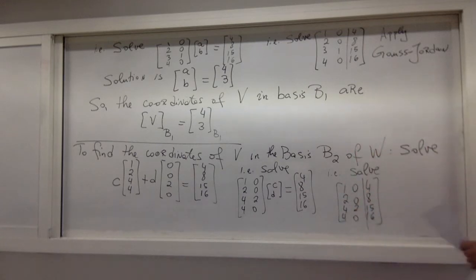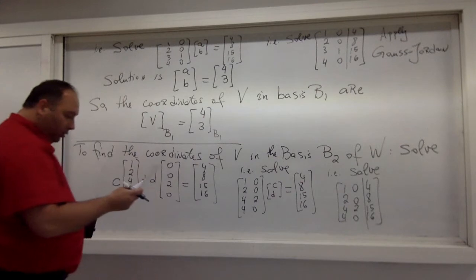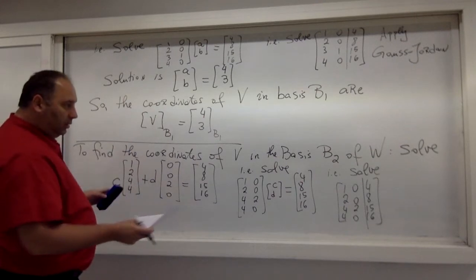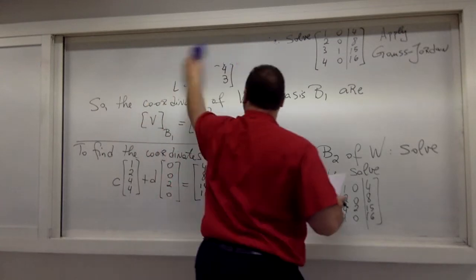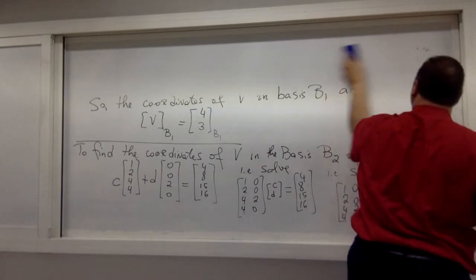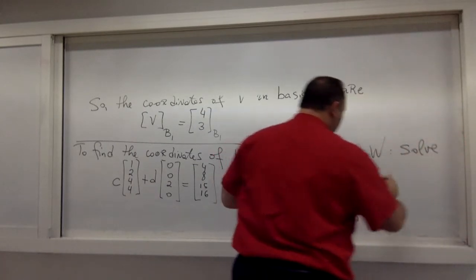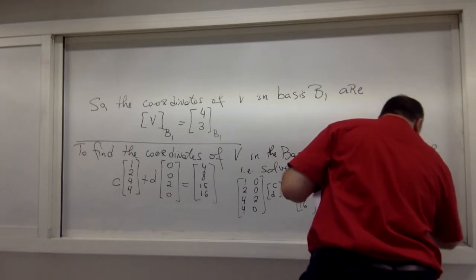Okay. So that's it. Need to find a solution. Well, good news. Somebody worked ahead and found the solution. Okay, so the solution for this thing, which means the coordinates. So how do we do? Again, apply Gauss Jordan. It's always Gauss Jordan.